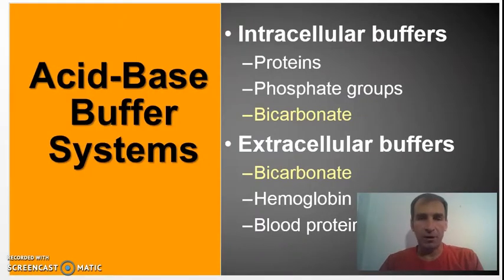There are a lot of buffers in the body. There are ones inside of cells. Proteins are a big one, as we'll see. Actually, they are the biggest one. Bicarbonate is probably the most important one, especially in the blood. There are phosphate groups which combine some of these outside the blood. Hemoglobin also plays a minor role. So we have some buffers built in to deal with these acids during activity. And as we'll see, bicarbonate is the one we're going to talk about most.